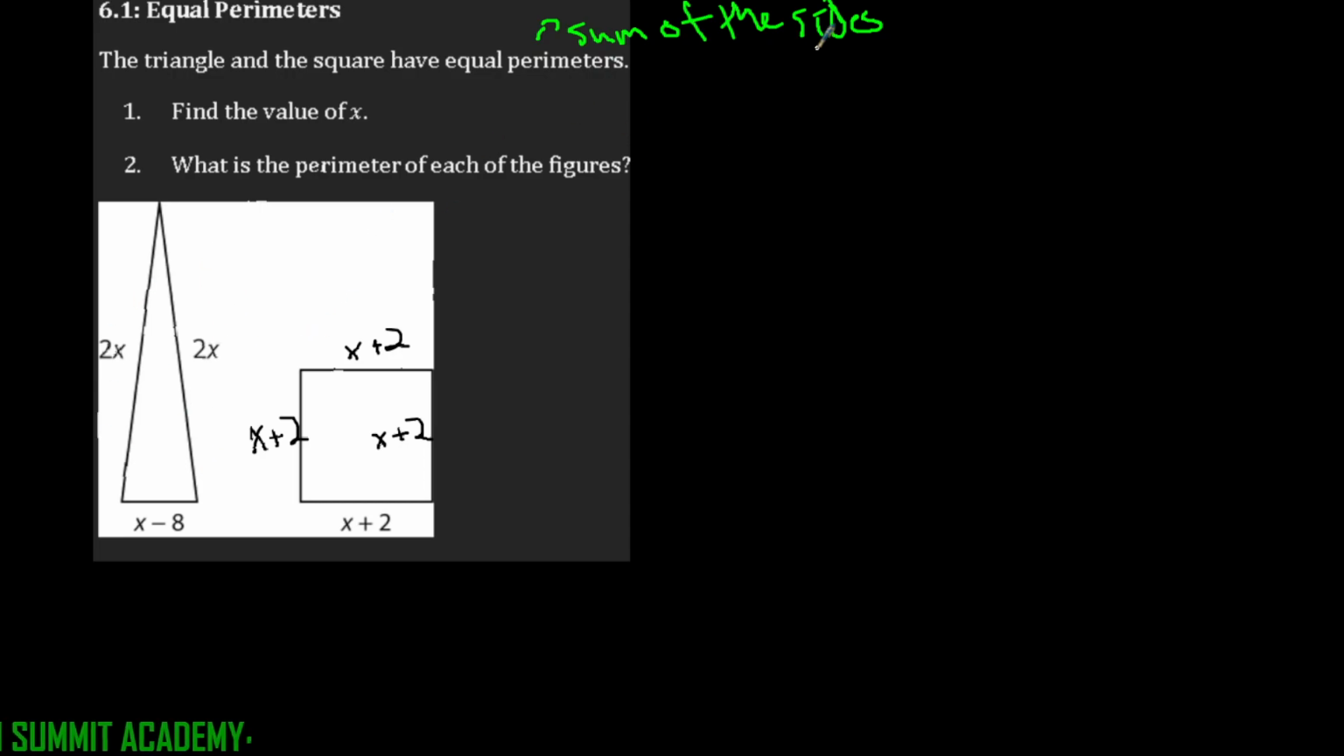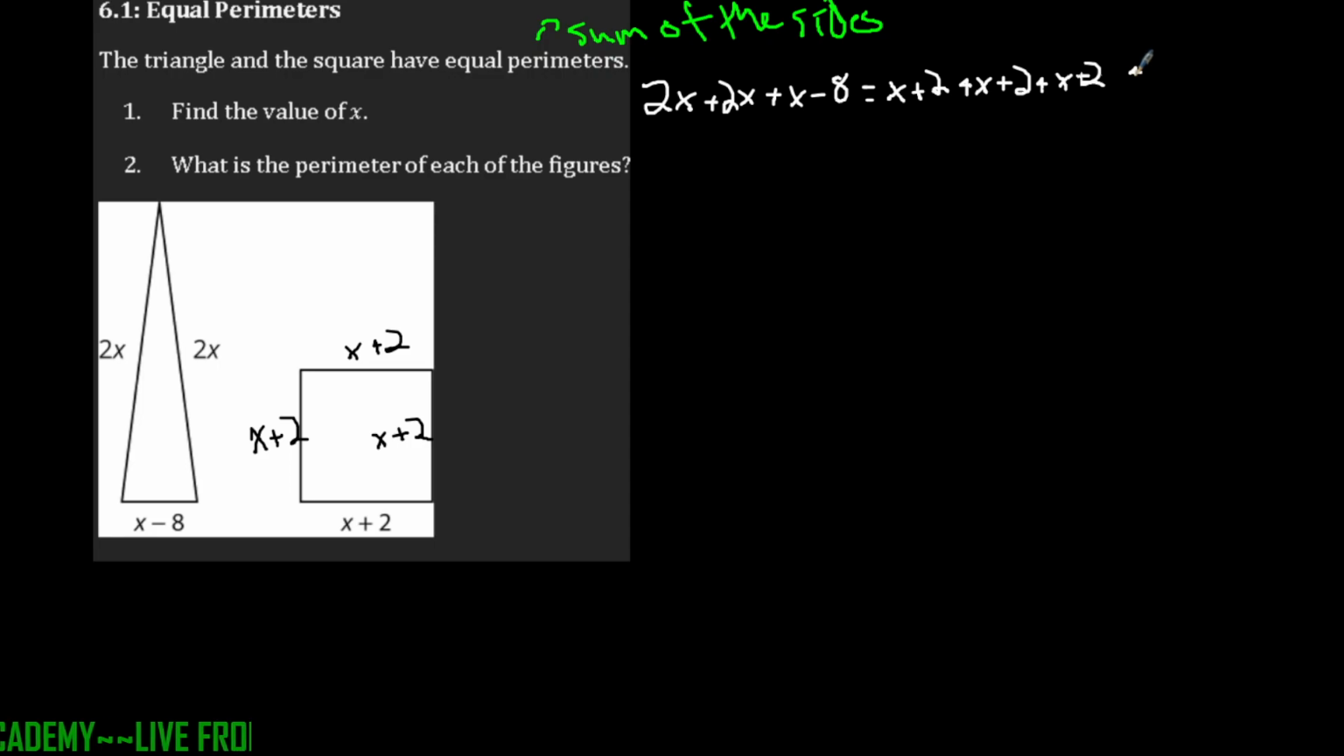For the triangle, I'm going to have 2x plus 2x plus x minus 8, since I added up all the sides. And then for the square, I'm just going to have x plus 2 four times: x plus 2, plus x plus 2, plus x plus 2, plus x plus 2. Notice that I have each of these 4 times because I have 4 sides on that square.